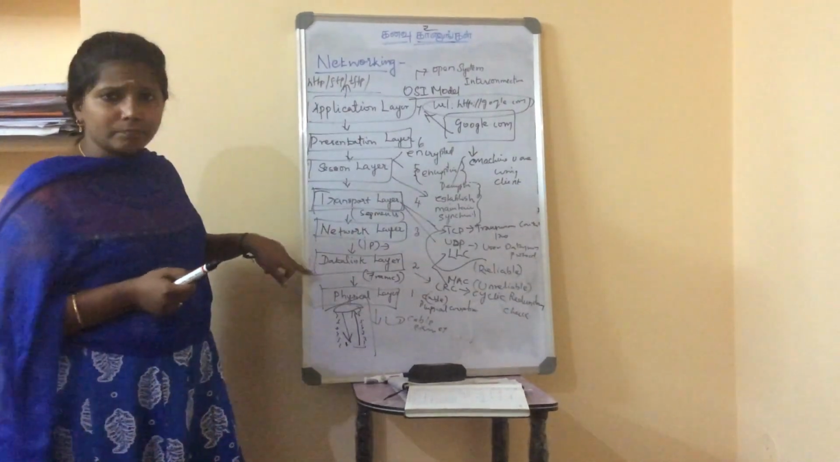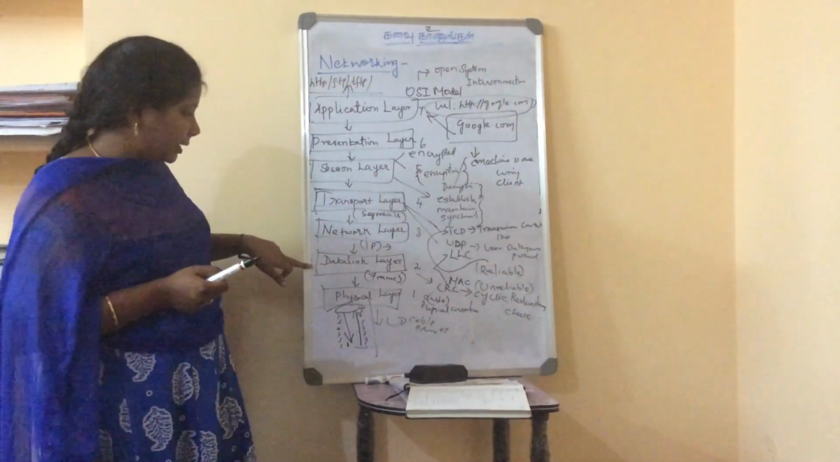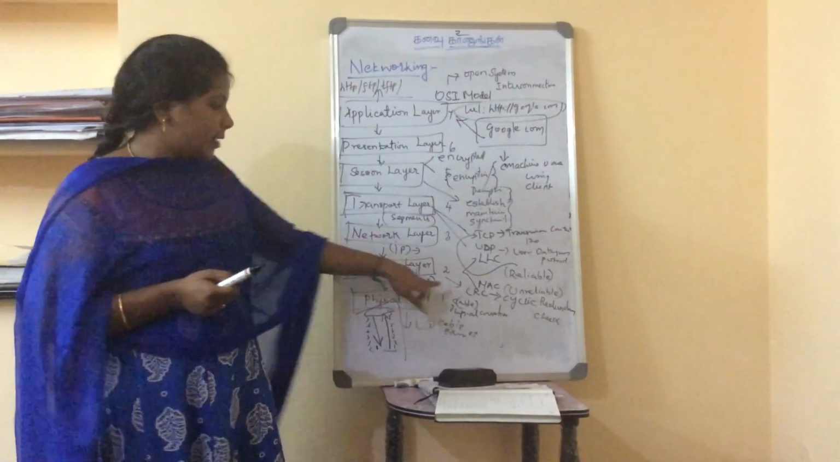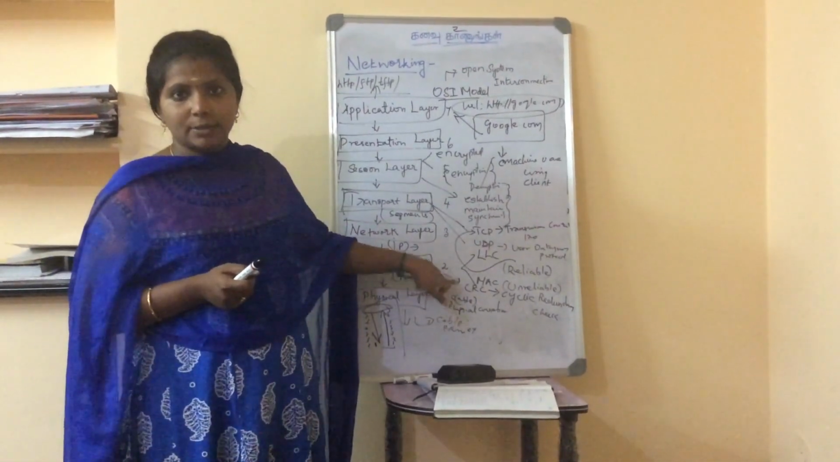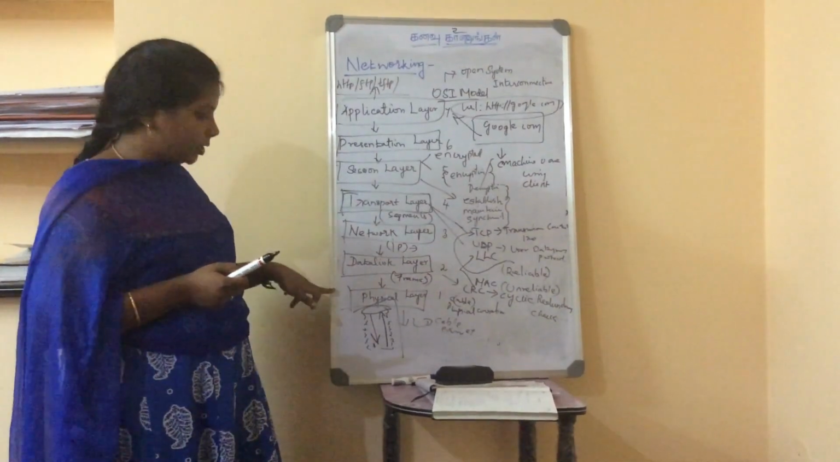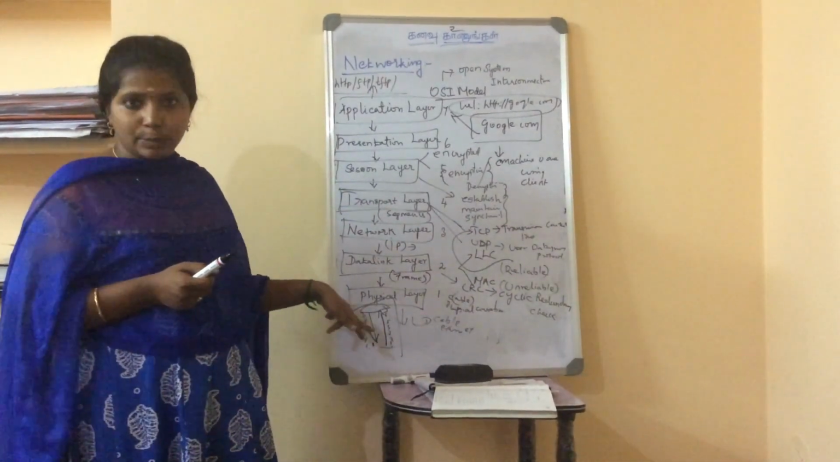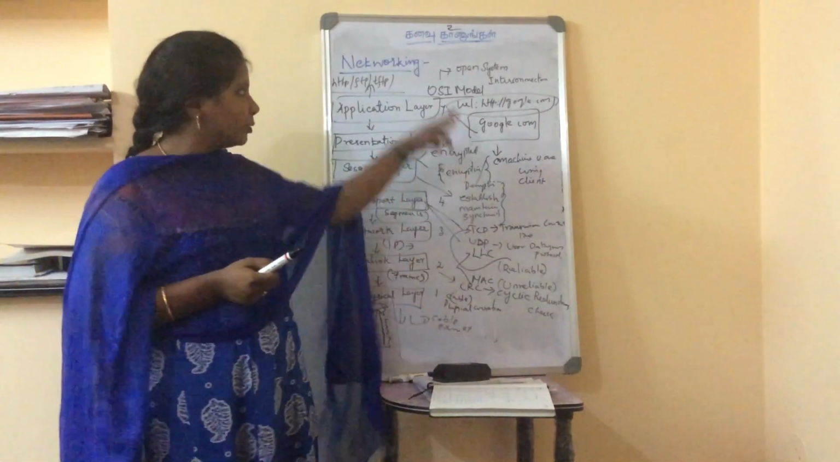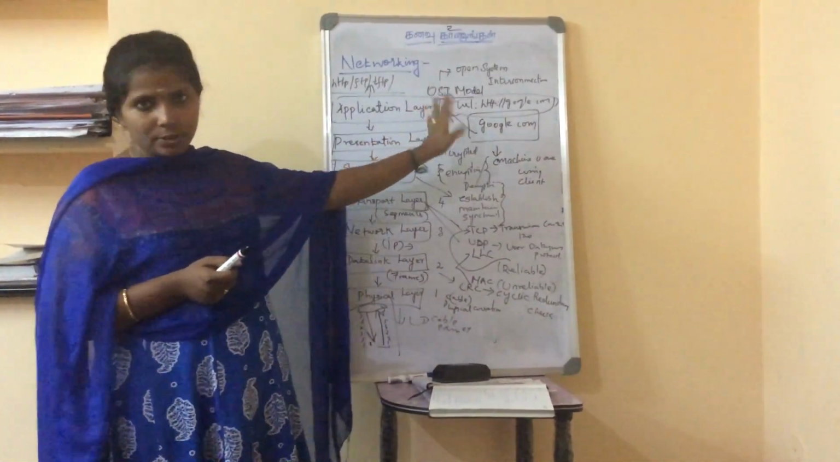And then the data link layer. Data link layer has an error correction and detection method, which is called CRC. And then the physical layer. After that it will go to the physical layer. It's nothing but a cable connection. From here it will again go to the application layer.